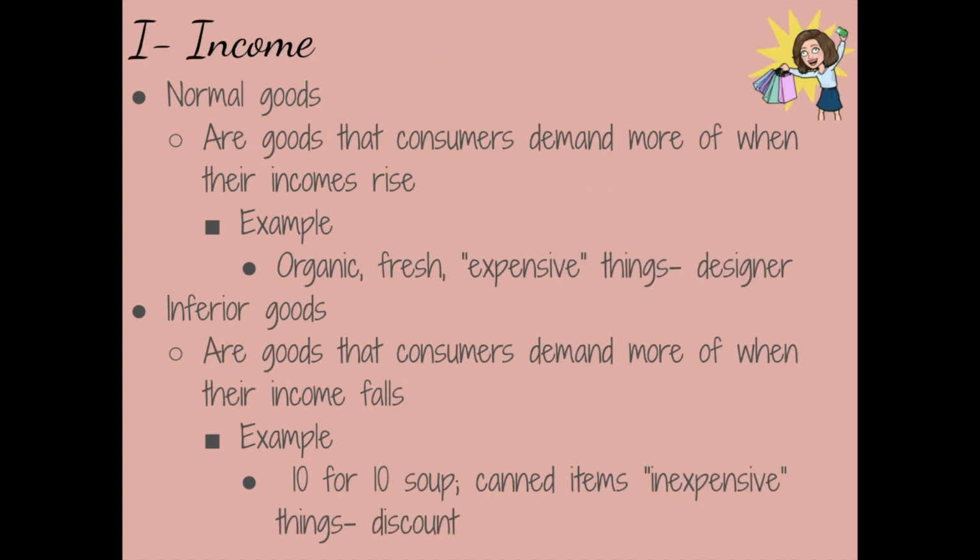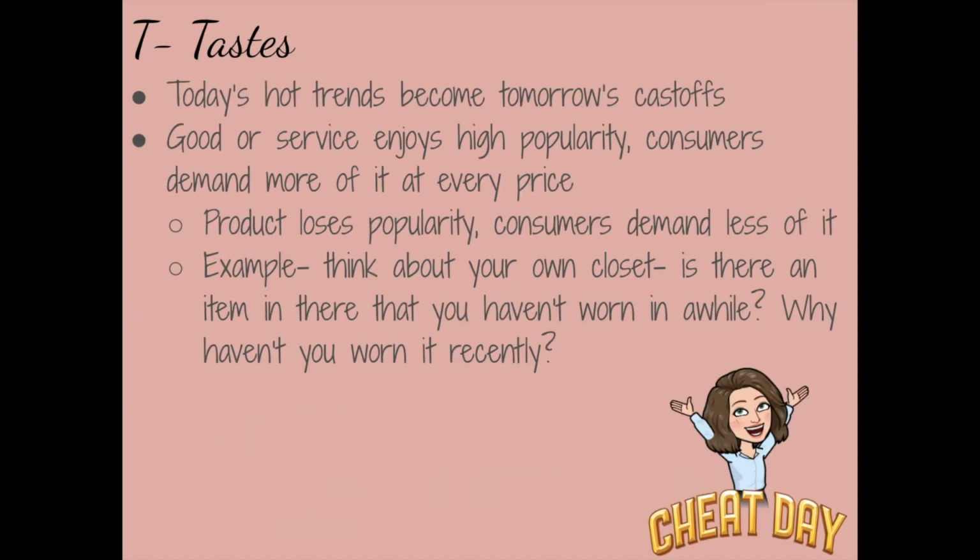Income is broken into two groups, normal goods and inferior goods. Normal goods are considered the more expensive things. They're things that consumers want when their incomes rise, whereas inferior goods are goods that consumers demand when their income falls. And those are some examples there for you to read over and look over.